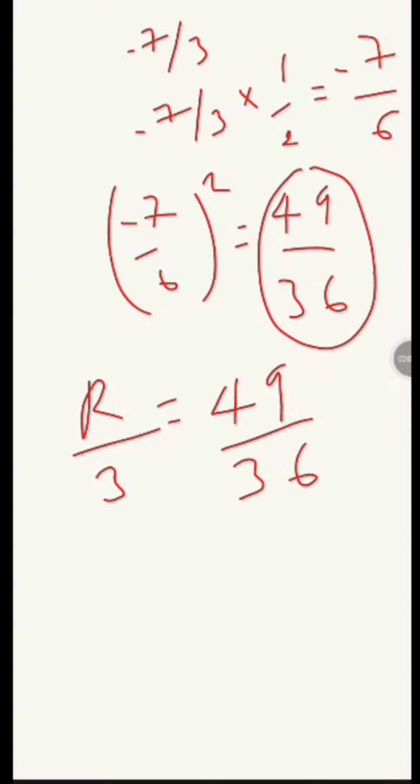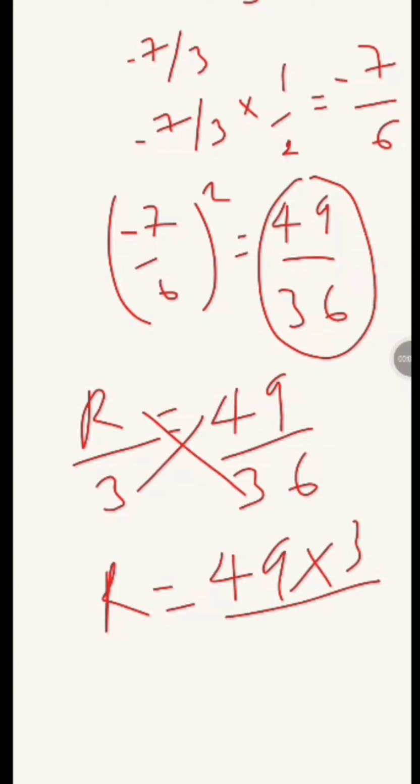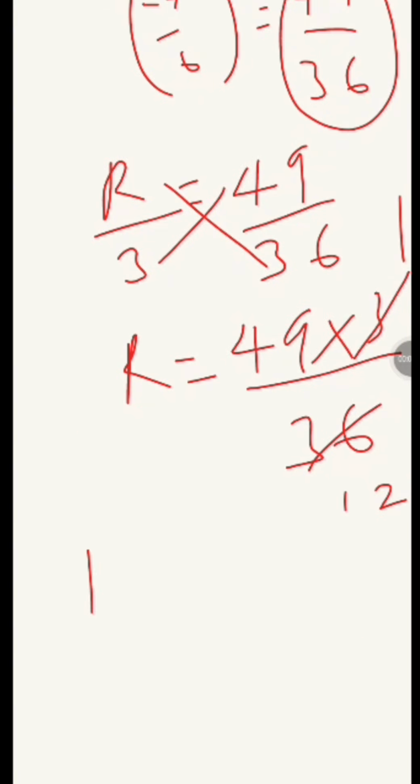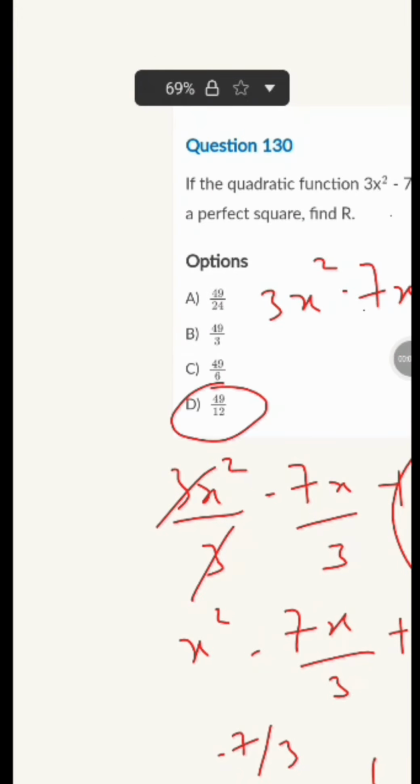From there, you can cross multiply like this. So r will just be 49 times 3 divided by 36. So this will give you 3 here 1, this will give you 3 here 12. So the final answer will be r is equal to 49 over 12. Then you move to your options and confirm the answer, which is option D.